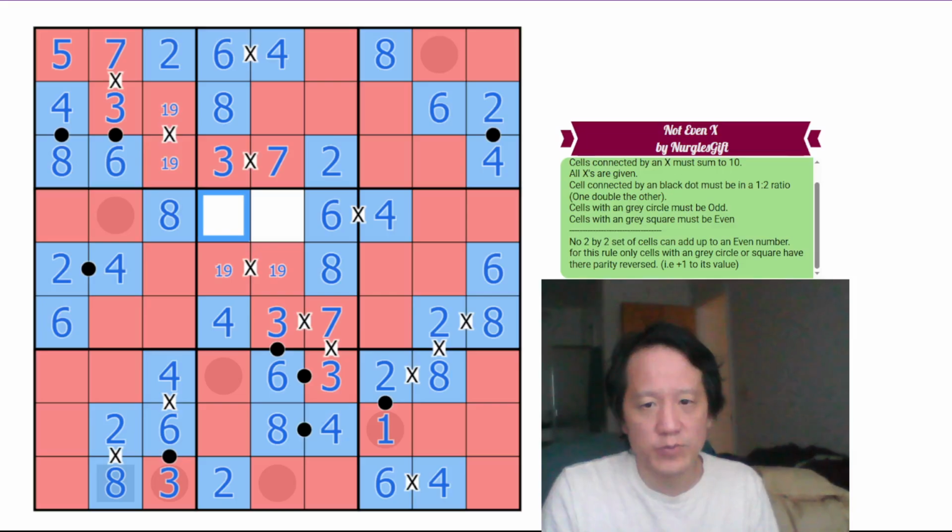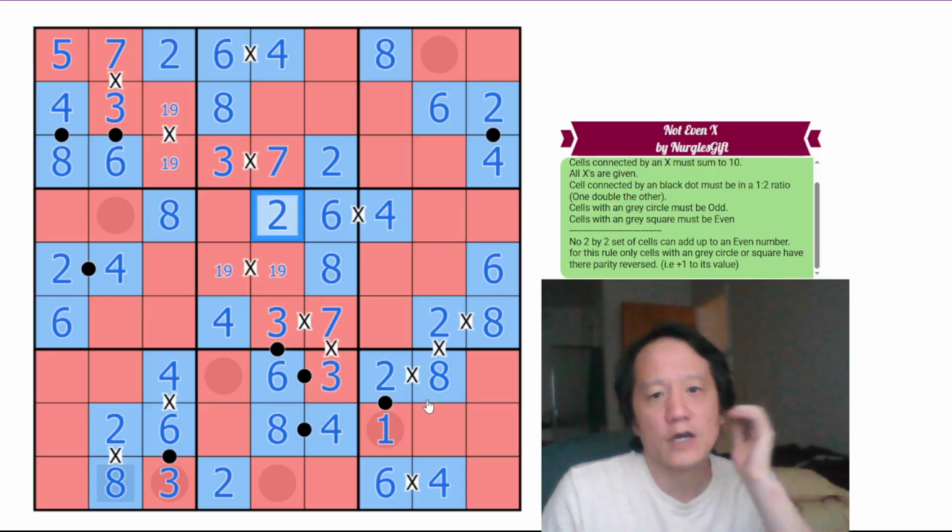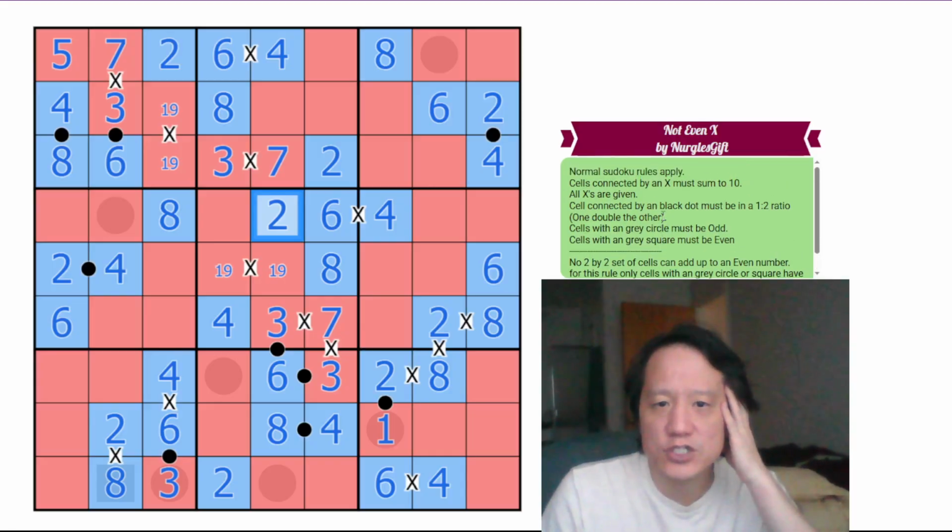This can't be even because we have 4 evens in the column already. So this is even, and this is a 2. Okay, and we just fill in the rest of the digits.